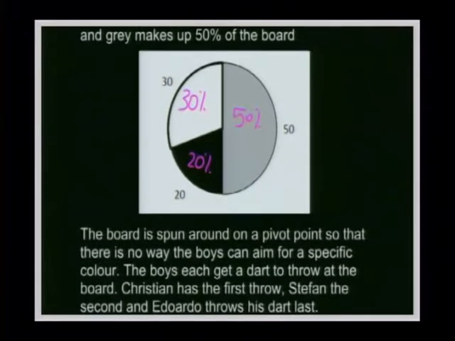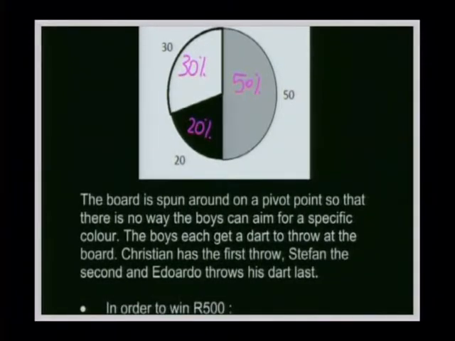The board is spun around on a pivot point so that there's no way the boys can aim for a specific color. So the board is spun, they've got a dart, and they need to throw the dart onto the board. The boys each get a dart to throw at the board. Christian has the first throw, Stefan the second, and Eduardo throws his dart last.